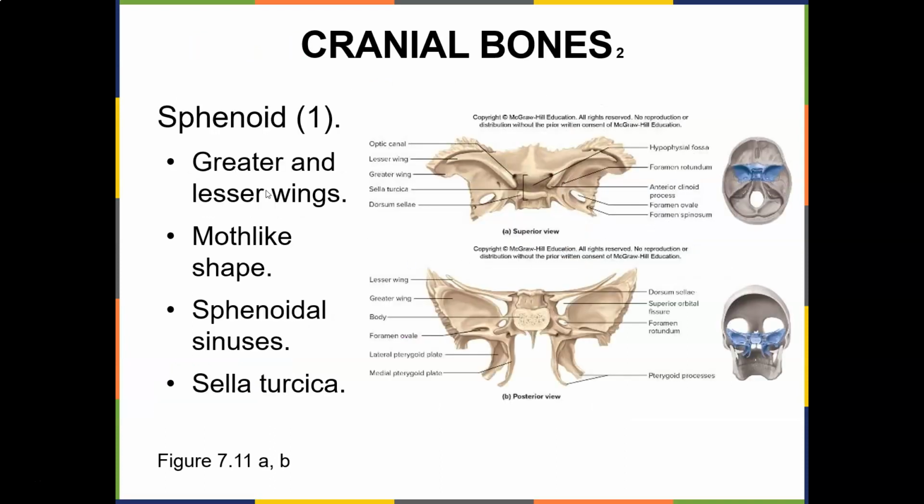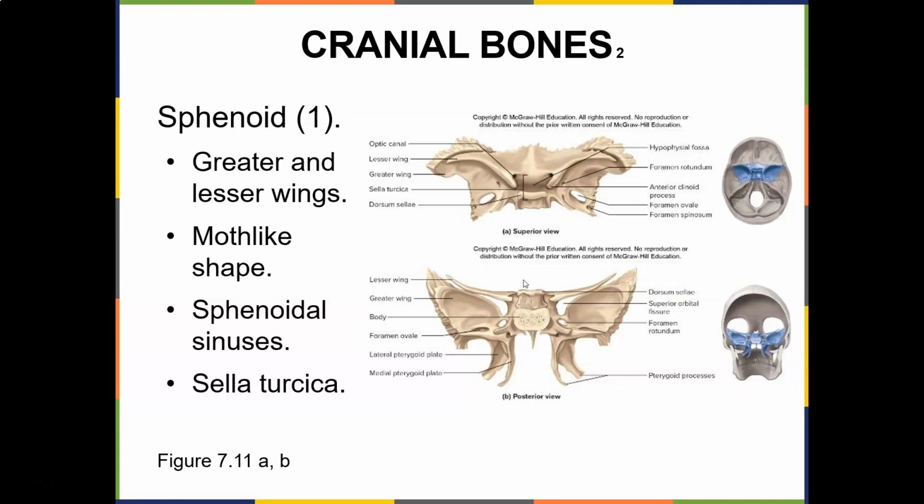Now here's one of my favorite cranial bones. It's called the sphenoid bone. A lot of people haven't heard of it, but it sits posteriorly to the ethmoid bone. A lot of ligamentous attachment, a lot of blood vessels and nerves pass through this. It's got a greater and a lesser wing, kind of a moth or butterfly shape. You've got sphenoid sinuses, and then you've got the sella turcica.